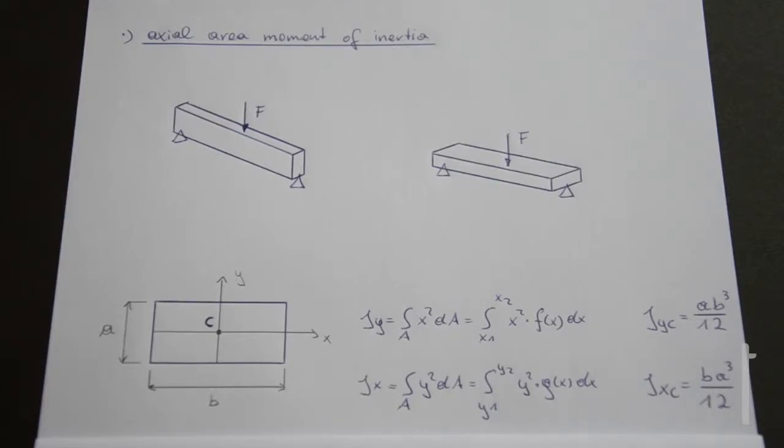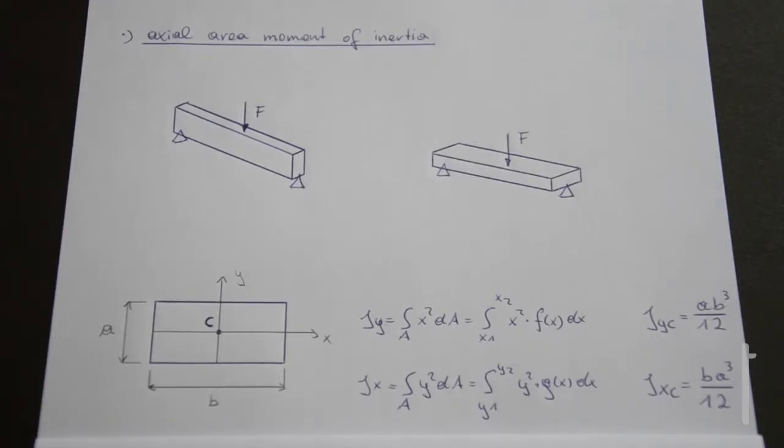Alright, for a square, the axial area moment of inertia concerning an axis through the centroid is simply a to the 4th power over 12, if a is called the side of the square. In that case, JXC equals JYC, and the same goes for the circle. And the axial area moment of inertia concerning an axis through the centroid for a circle is r to the 4th power times pi over 4.